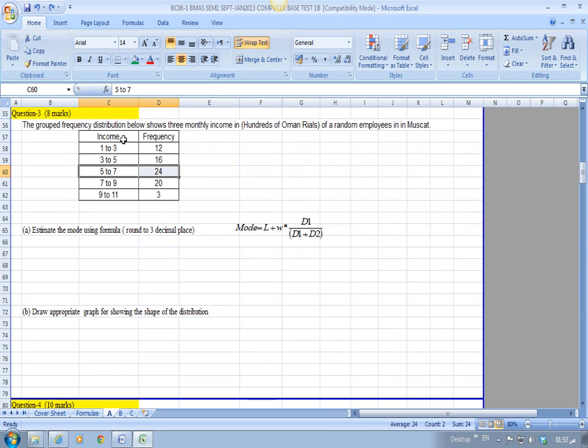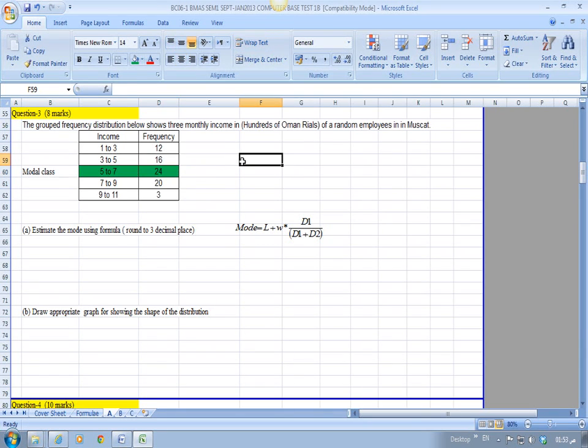So according to this, we highlight this one and we name it the modal class. The modal class is the class with the highest frequency. So this one is the modal class, and if you see here, this modal class has the highest frequency. So D1 is the difference between the modal class frequency, that means between 24 and 16.